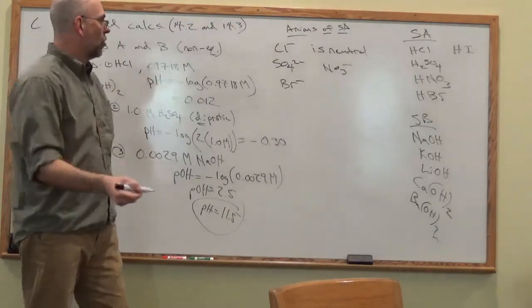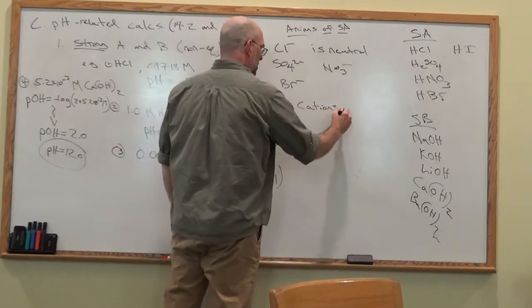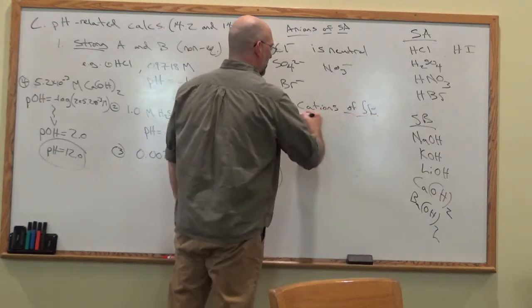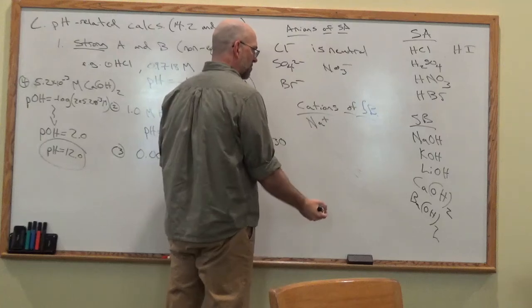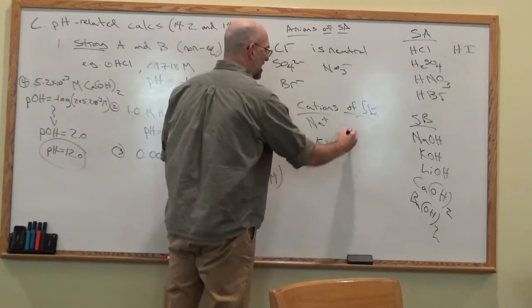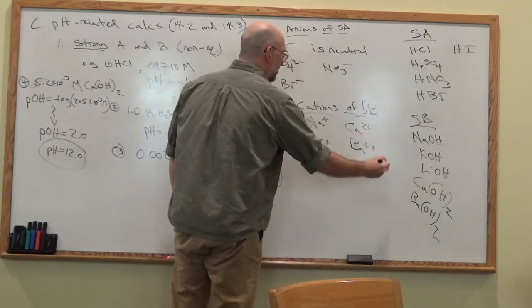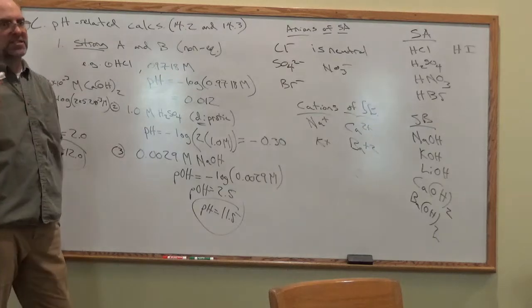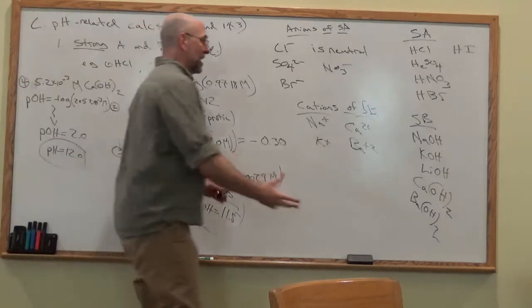On the other side of the coin, cations of strong bases: sodium doesn't have any acid-base properties. Potassium doesn't have any acid-base properties. Calcium +2, barium +2, those do not have acid-base properties. Why do I bring that up? Because not every aqueous solution has acid-base properties. An example of that.